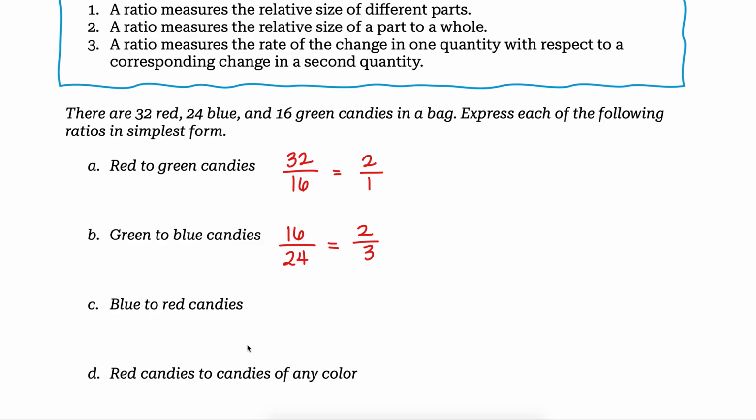Third one, the ratio of blue to red candies, 24 blue candies and 32 red candies. Again, you can divide top and bottom by 8, and that's going to reduce down to 3 to 4.